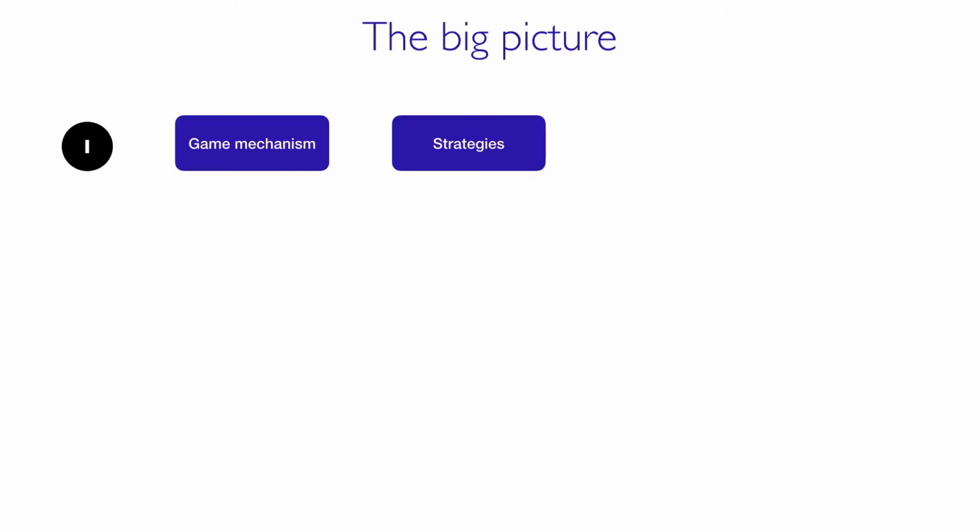In algorithmic game theory, a problem is customarily studied as follows. First, we start from a real problem and we provide a model of such a strategic interaction situation. The model is called game mechanism. Then we need to define the space of strategies of the players.